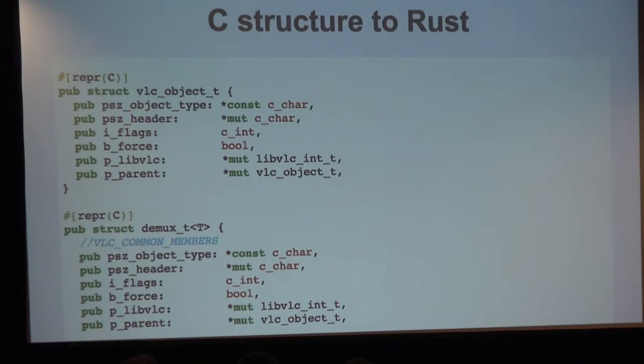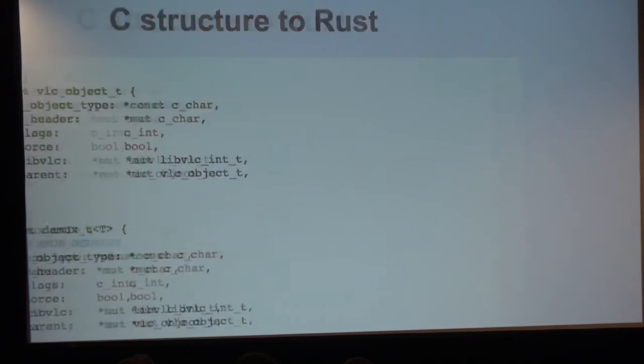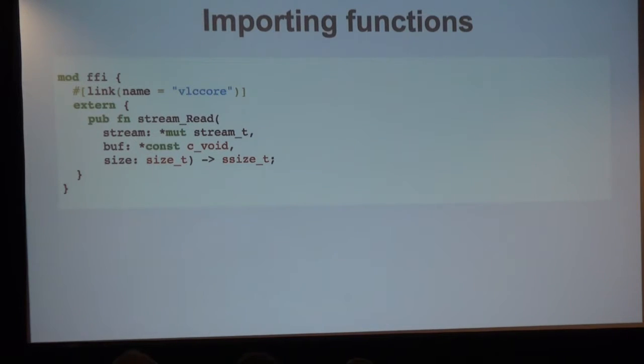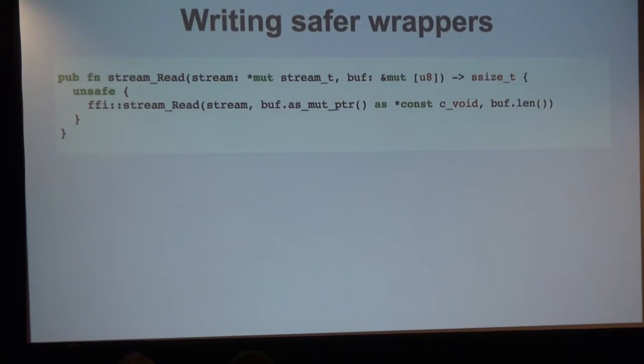Basically, you make Rust structs that act like C structs with pointers everywhere, and you try to make that a bit safer. So you import functions, like this one, to take a stream and get a buffer of a specific size. You wrap those in functions that you can use from Rust correctly. When you try to do FFI, you want to isolate all of the unsafe parts, because you don't want to sprinkle unsafe everywhere in your code.